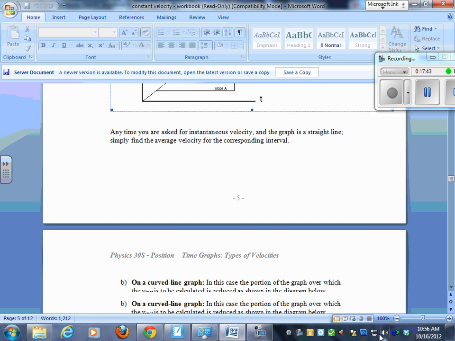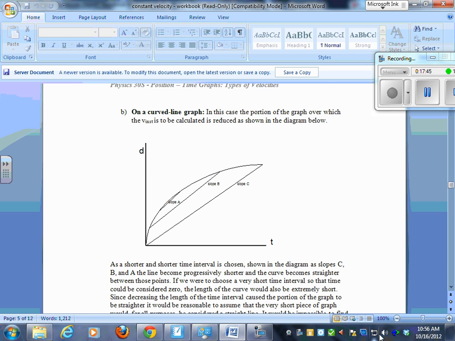Okay, now if it's curved, this is where we got to talk about tangent lines. Now, calculus professors can make this far more confusing than it needs to be. I'll attempt to not do that. It says on a curved line graph, in this case, the portion of the graph over which the V inst is to be calculated is reduced as shown in the diagram below.